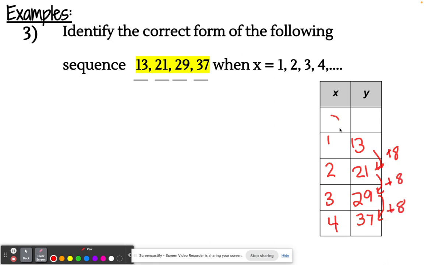I am going to have to back up my pattern to my 0 term in order to find what value goes here. So what number plus 8 will give me 13? And that is 5. So what is my correct function rule? F of x equals my change in y over change in x, which is 8 over 1, or 8. So 8x plus my y-intercept, which is 5.